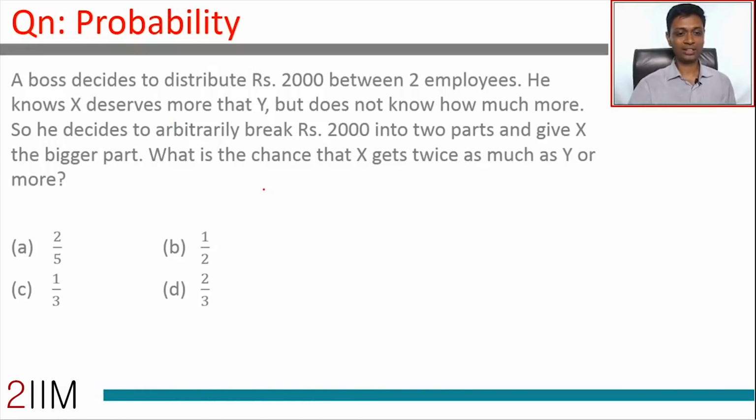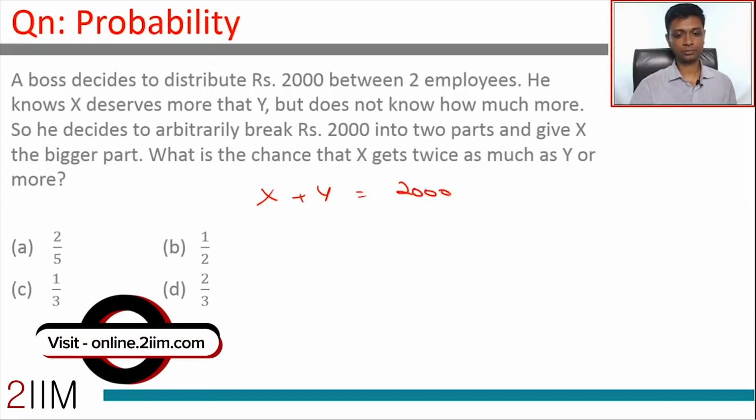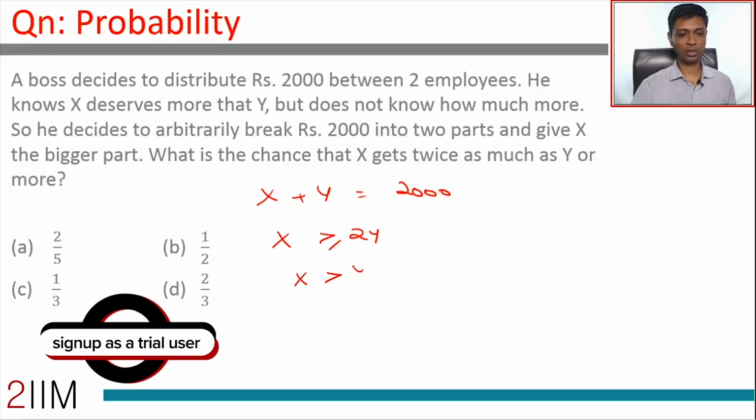So let's start with, he distributes as X and Y. X plus Y is 2000. This we know. We want to find the probability that X is greater than or equal to 2Y. What have we been given? We know that X is greater than Y. He knows X deserves more.